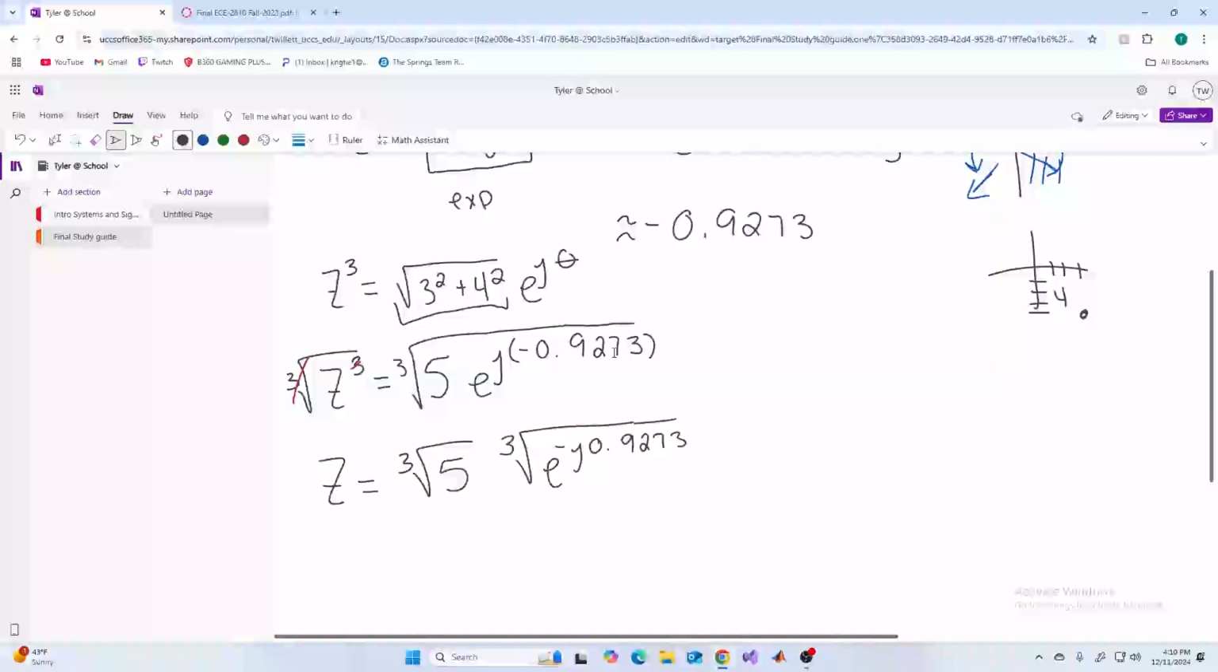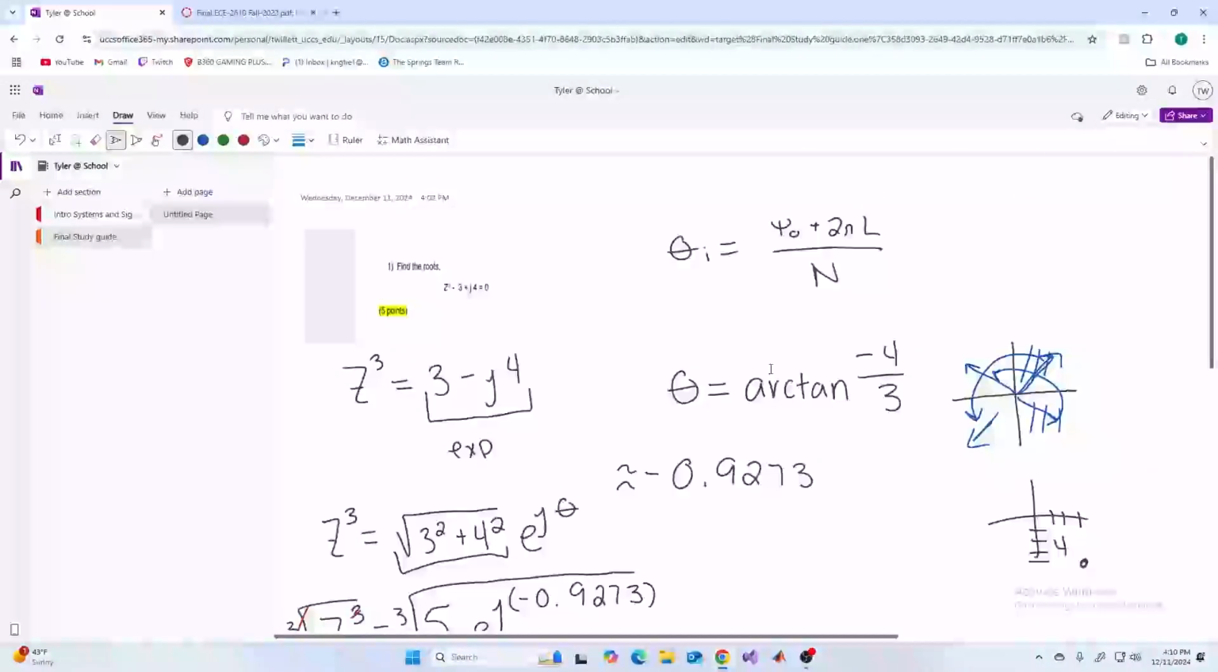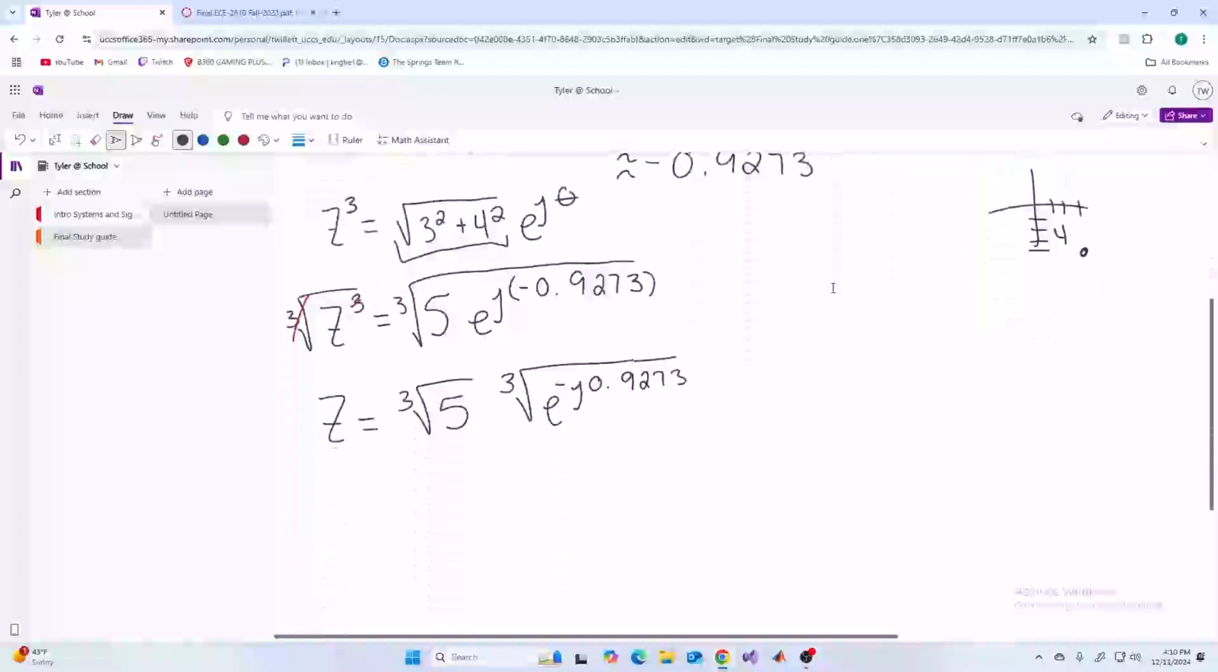Okay, now we have our equation, and I recommend you put this equation on your cheat sheet. It's theta sub L equals this here. I'll explain what everything means in a second. The first thing we need to do is figure out what this trident thing is, and that is equal to your theta here, so negative 0.9273. Now we need to figure out what n and L are.